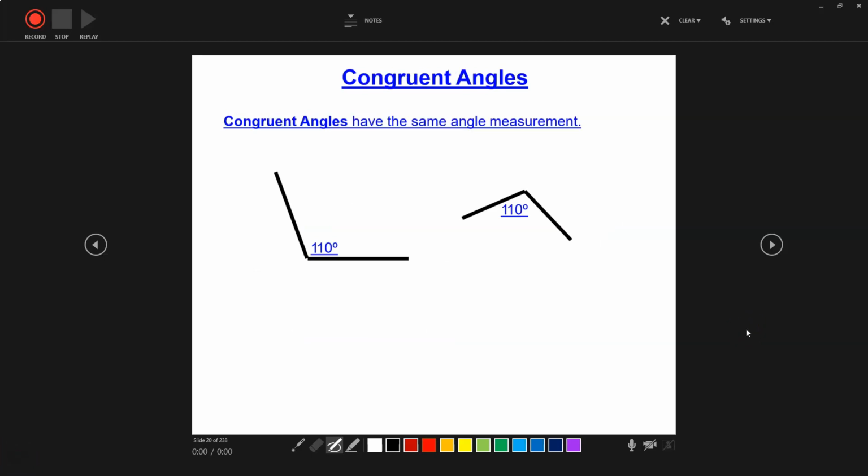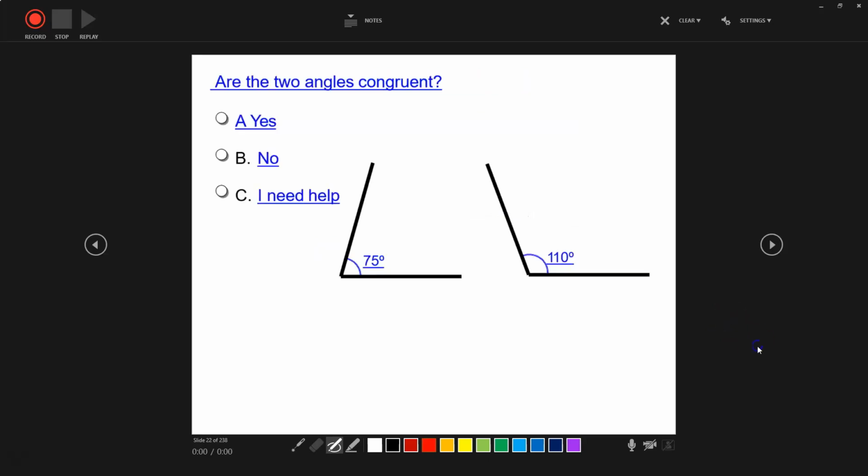So we talked about adjacent angles. What is a congruent angle? We're getting into some vocabulary here. Congruent angles have the same angle measurement. Congruent means the same. So we have two angles here, 110 degrees on both of them. They are congruent.